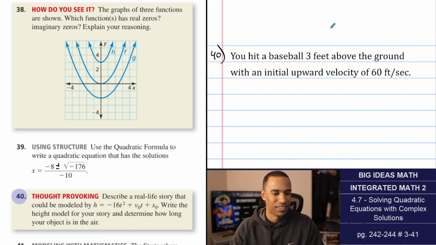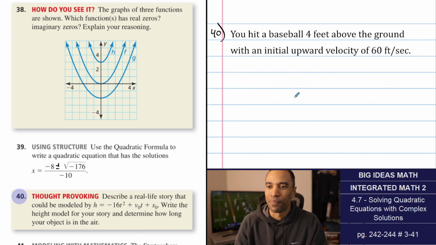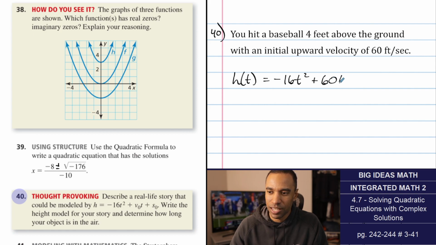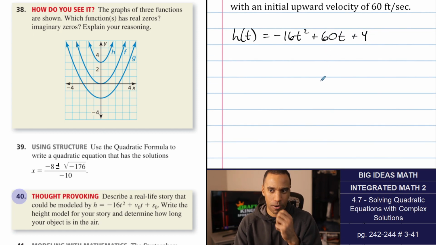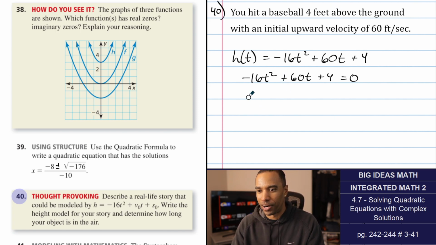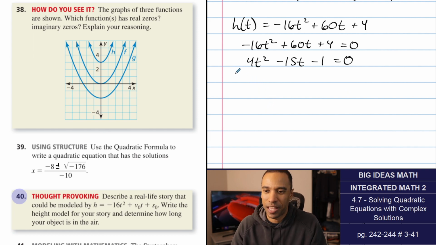Oh man. Let's say 4 feet above the ground. I didn't know I had to do that. All right, so I should have made it factorable as well. So h of t is -16t squared plus 60t plus 4. All right, how long is it above the ground? We're going to set that equal to 0. It was a high fastball we hit. I'm not just going to change signs. I'm going to divide everything by -4. I get 4t squared minus 15t minus 1 equals 0. Much better looking. Not factorable, but much better.